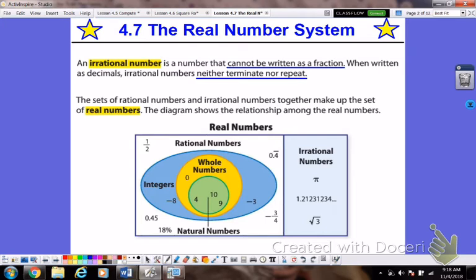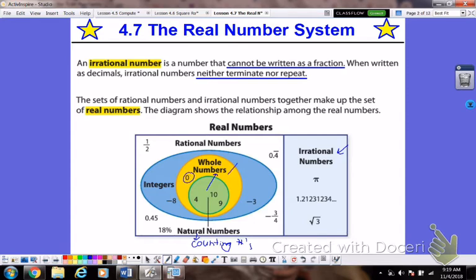So over here we have our irrational numbers. They're kind of by themselves. If it's irrational, it is nothing else. Over here, the bigger section, starting in the middle, we have our natural numbers. Remember, these are our counting numbers. So 1, 2, 3, 4, 5, 6, 7, 8, 9, 10, so on and so forth. Next up, going out, we have our whole numbers. That's our natural numbers plus 0.